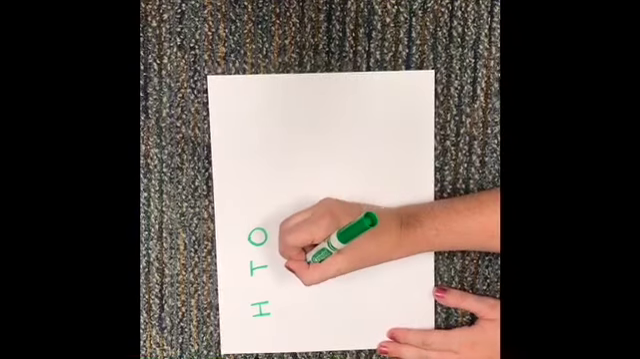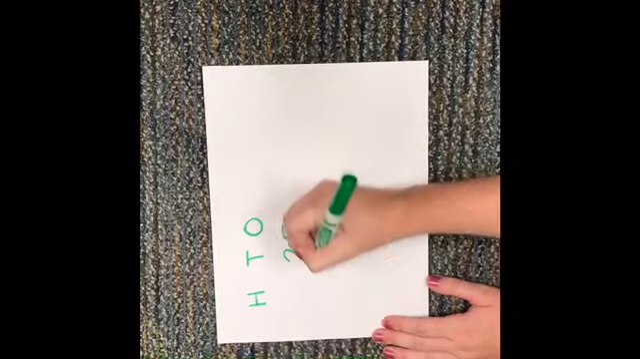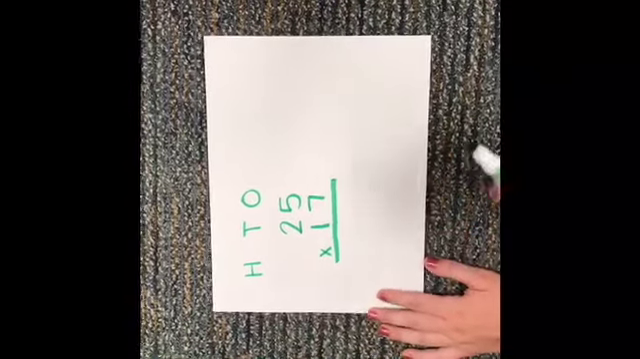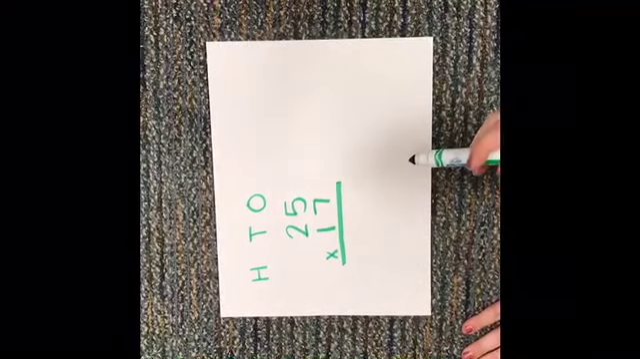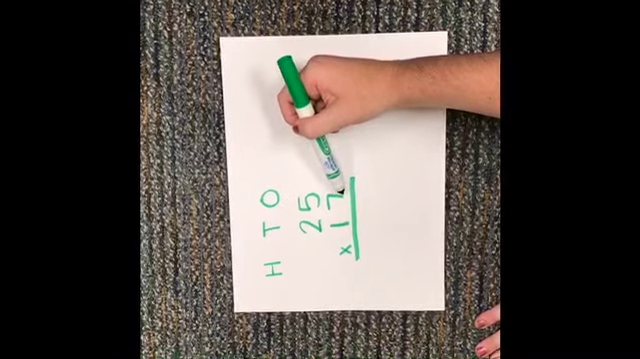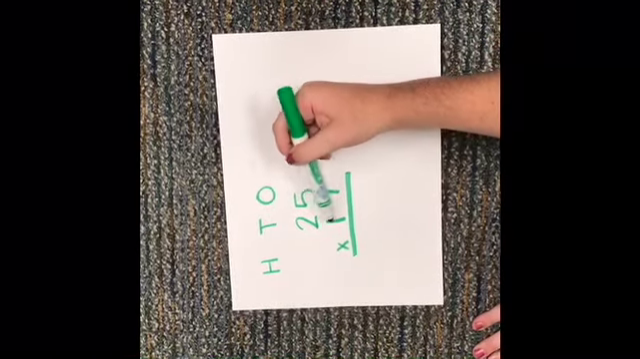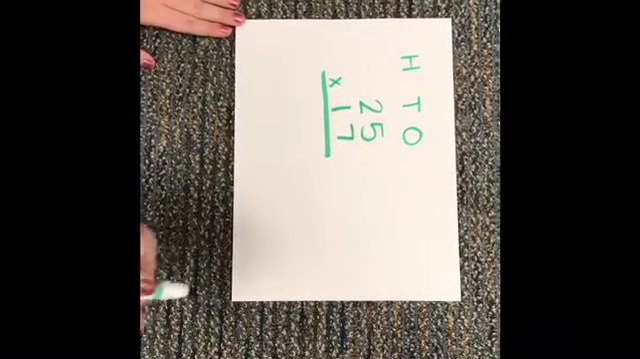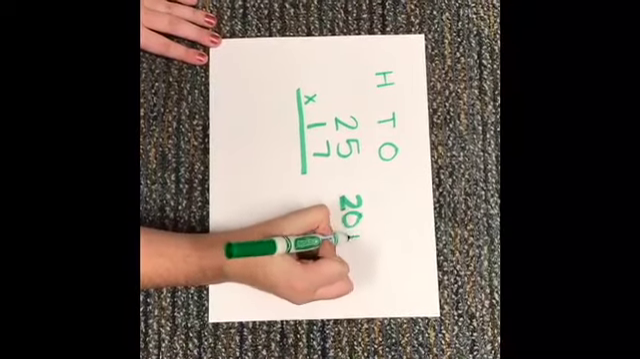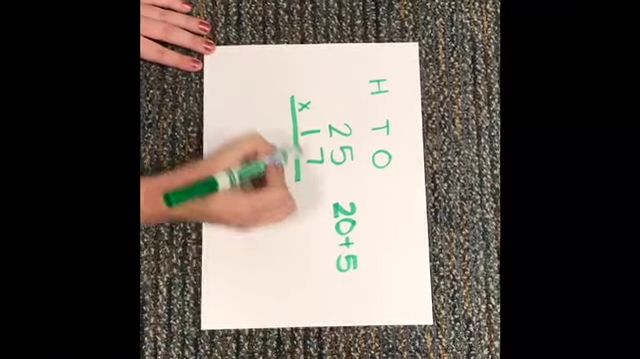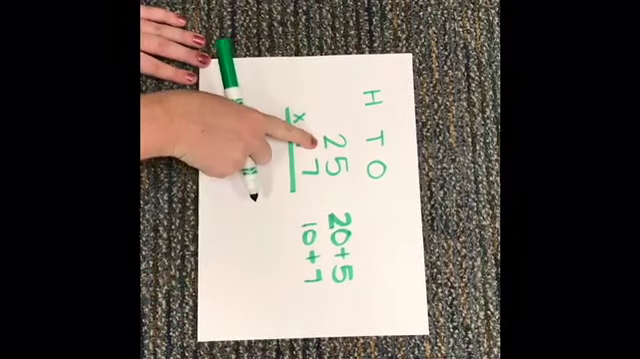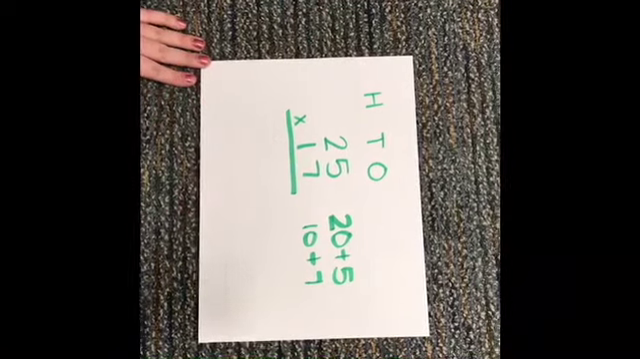It will look something like this. 25 times 17. Now, it doesn't matter which number is on top or bottom as long as your place values line up. So our ones place values are going to be in line and our tens place values are going to be in line. This really means we are multiplying 20 plus 5 by 10 plus 7. 20 and 5 is going to give us 25, and 10 and 7 is going to give us 17.